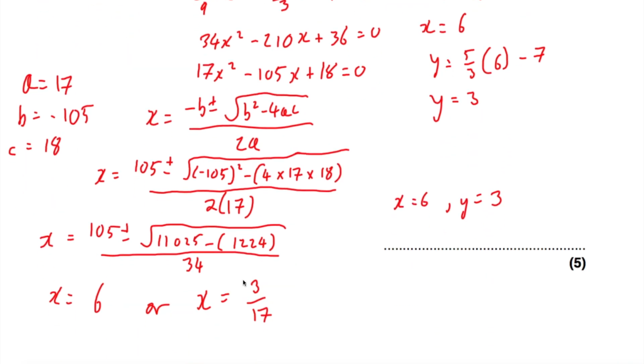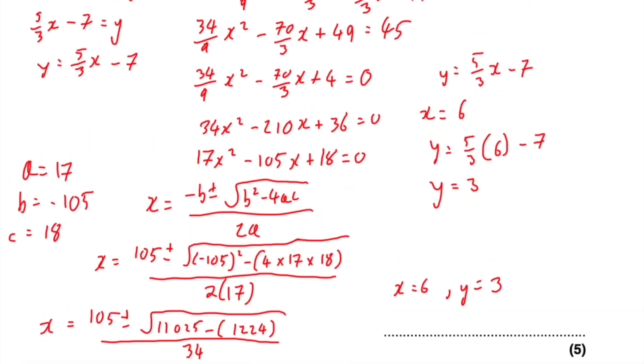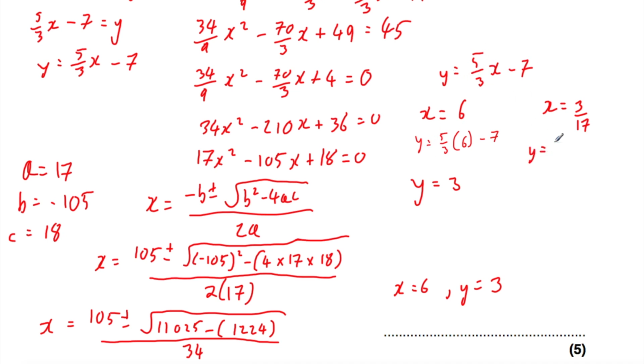Or, now remember, x could also be equal to 3/17. So here, if x was equal to 3/17, then if we substitute that into our y equals 5/3 x minus 7, we were going to get y is equal to 5/3 multiplied by 3/17, close brackets, subtract 7. So again, let's work this out in our calculator. And that is equal to, y is equal to minus 114 over 17. So we've got our value for x and our value for y.